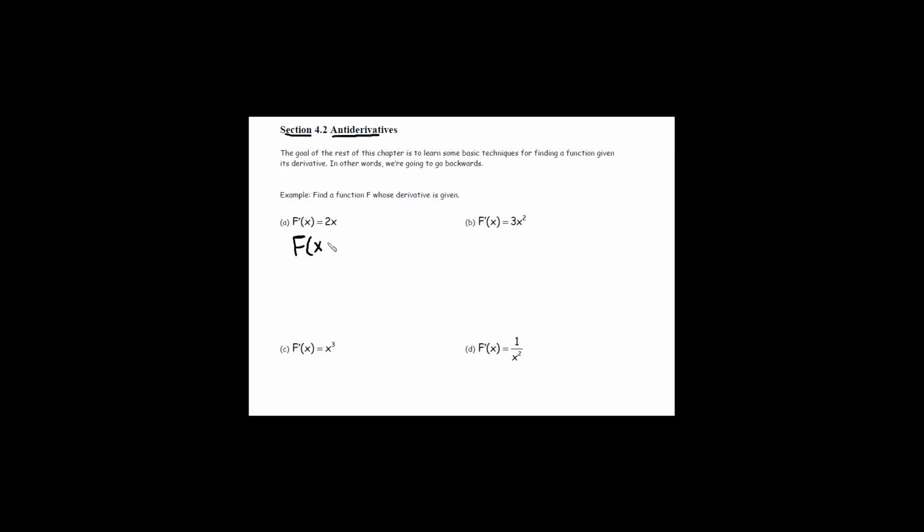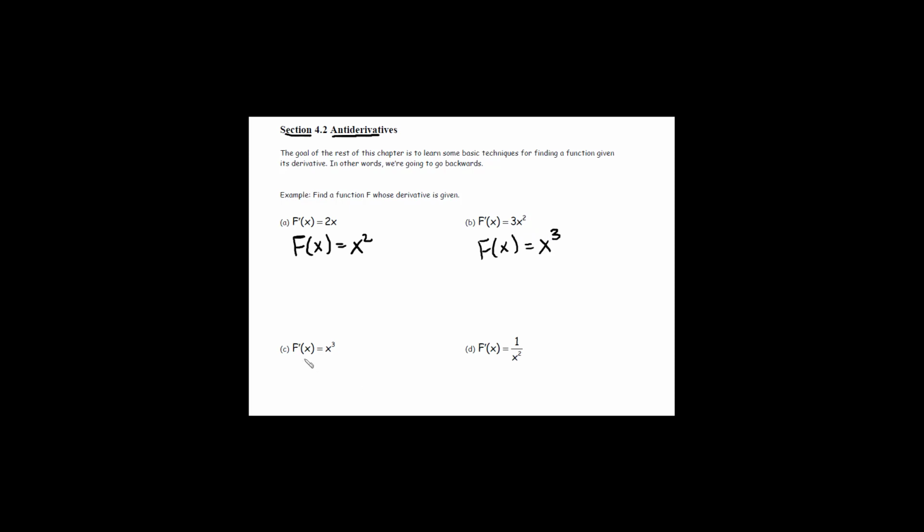So the original function is actually x squared, and you can check to see that the derivative of x squared is 2x. If the derivative is 3x squared, then the original function would be x to the third, because the derivative of x to the third is 3x squared.